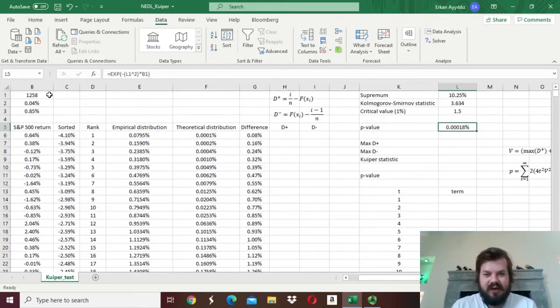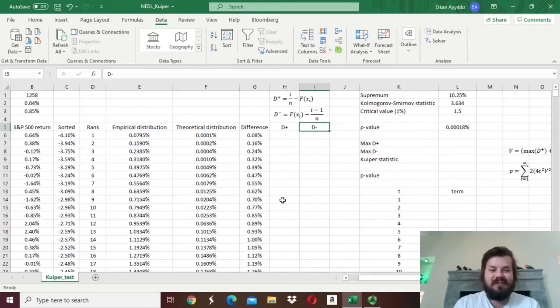The Kuiper test, on the other hand, uses a slightly modified logic. It's overall a modification of the Kolmogorov-Smirnov test that treats positive and negative deviations from the empirical distributions differently. And here we have the logic of D plus, positive deviations, and D minus, negative deviations. So here we have F of X i, which is basically the theoretical distribution that we want to fit, and i over N or i minus 1 over N are just the values of the empirical distributions, so scaled ranks adjusted for the sample size.